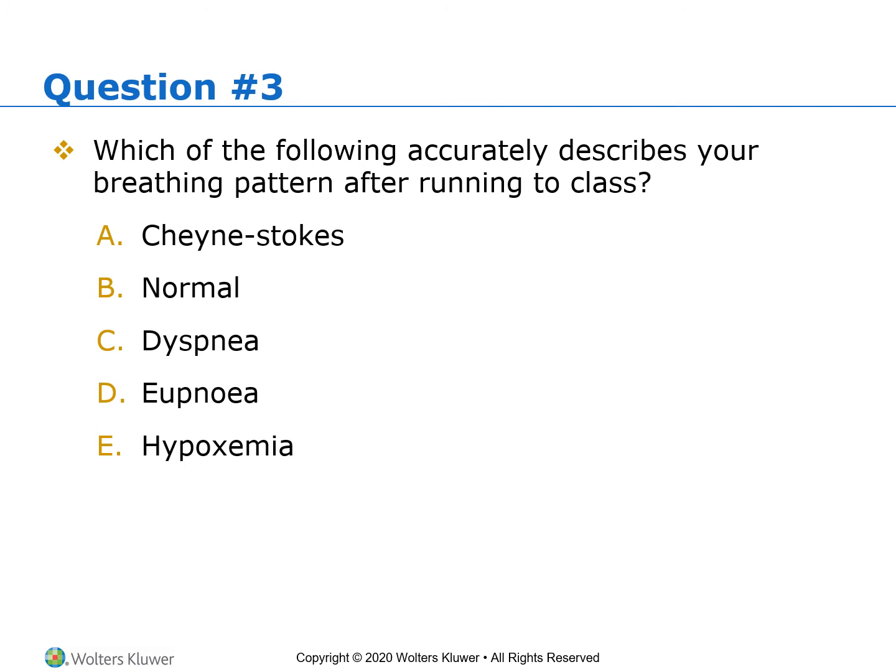This final question, just to tease your knowledge: which of the following accurately describes your breathing pattern after running to class? And if you say dyspnea, it would be correct because we spoke about that feeling that we have, what did we say, difficulty to breathe. It can also happen with a person after running for a few hours. So that is because we're aware of the breathing discrepancy. It doesn't always have to be a bad thing that is causing it. With that, I will conclude.